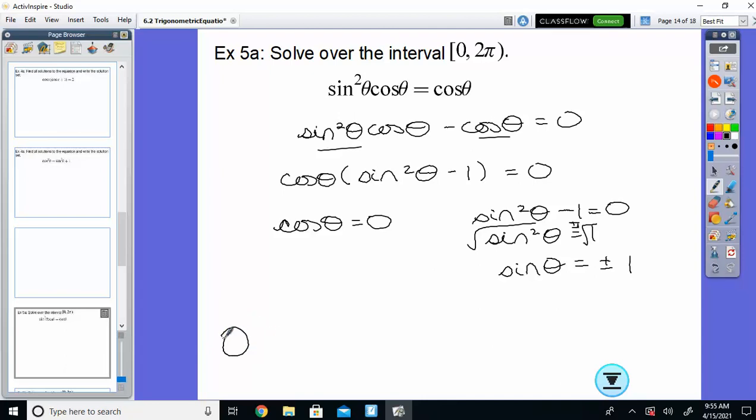Okay, now we have to find our theta. So cosine theta equals 0. If you think about your unit circle, cosine is the x. When is x equal to 0? Not 0 to pi, that would be when y was 0, like that's the point 1, 0. I want cosine, the x value, to be 0. So that would be at pi over 2 and 3 pi over 2.